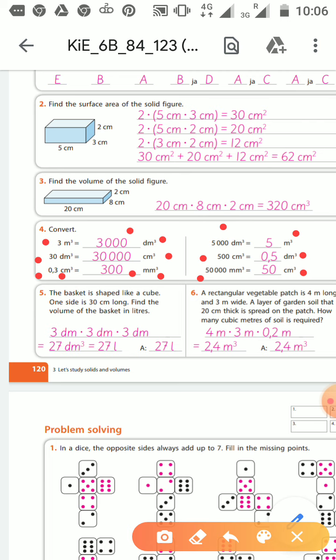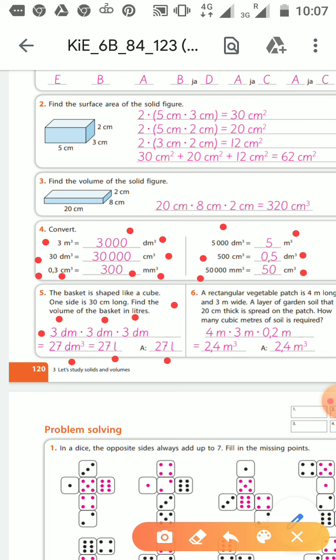Then you've got a basket shaped like a cube. One side is 30. Find the volume of the basket. So 30 centimeters is the same as 3 decimeters here. And we know that 1 decimeter cubed is the same as 1 liter. Because it's a cube, every single side is the same size. So 30 centimeters becomes 3 decimeters times 3 decimeters times 3 decimeters. That gives you 27 decimeters cubed. Remember, a decimeter cubed is the same as a liter. So it's 27 liters is your answer.